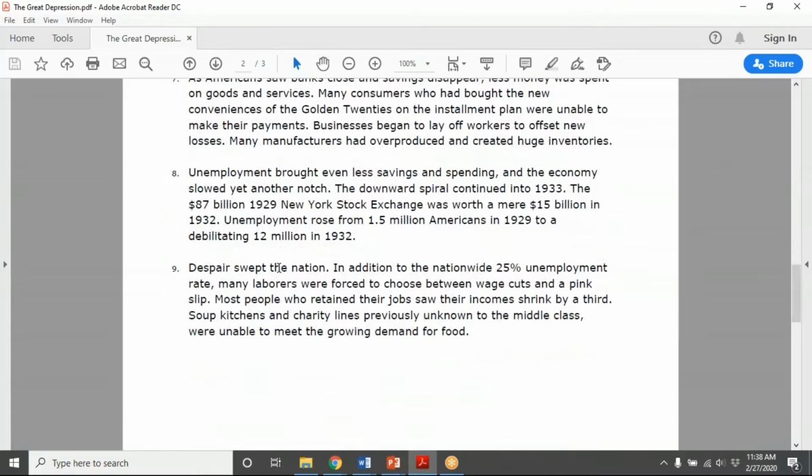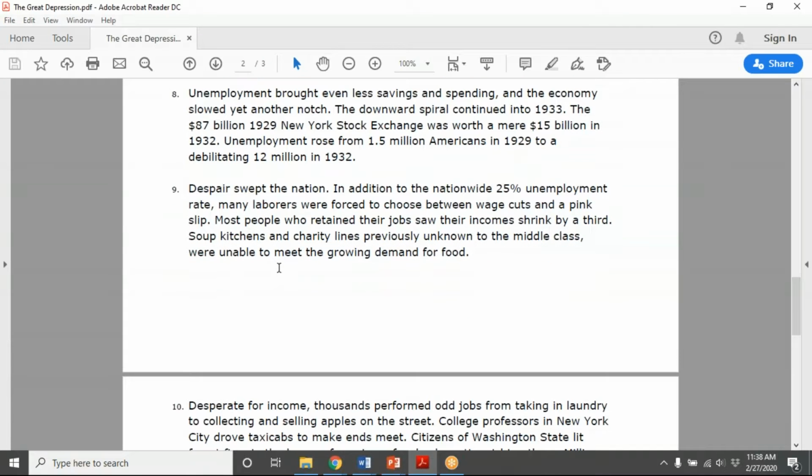Amy Lynn, could you read paragraph 9 for us about the unemployment? Okay. Despair swept the nation, and in addition to the nationwide 25% unemployment rate, many laborers were forced to choose between wage cuts and a pink slip. Those people who retained their jobs saw their income shrink by a third. Soup kitchens and charity lines, previously unknown to the middle class, were unable to meet the growing demand for food.